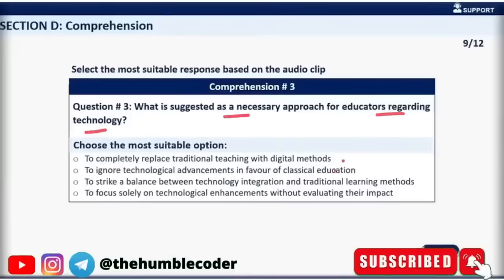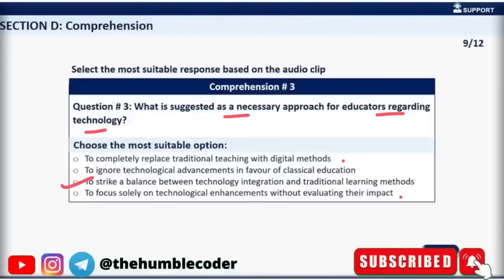The options that we have are, to completely replace traditional teaching with digital methods, to ignore technological advancements in favor of classical education, to strike a balance between technology integration and traditional learning methods, to focus solely on technology enhancements without evaluating their impact. So the correct answer in this case is going to be, to strike a balance between technology integration and traditional learning methods.